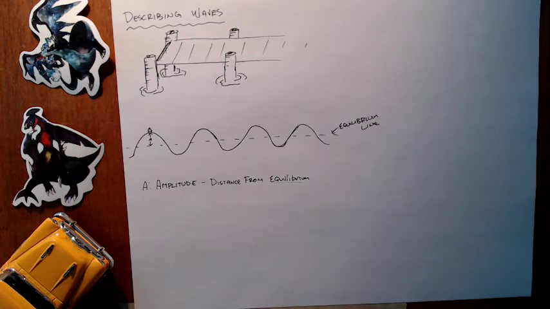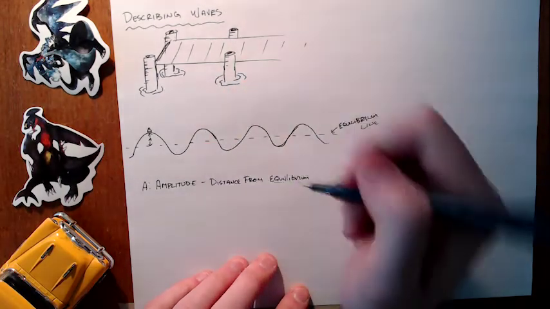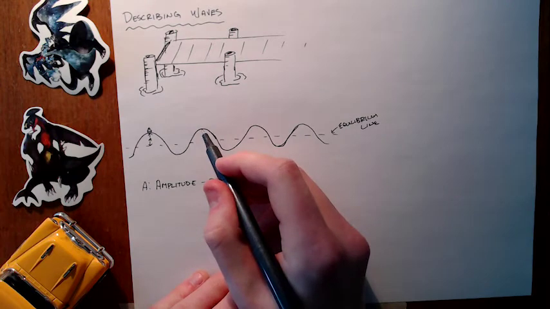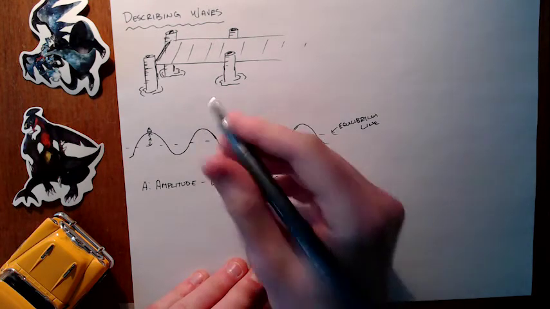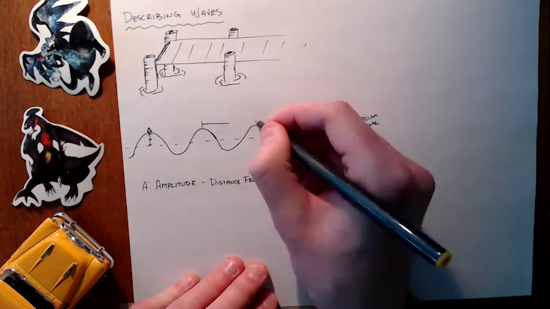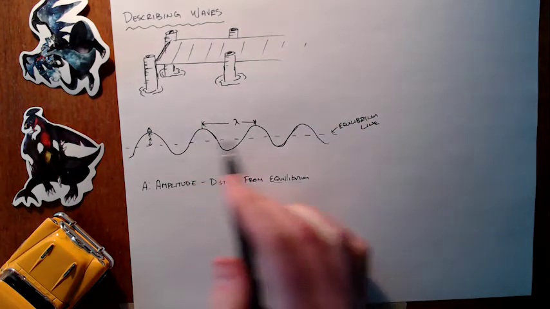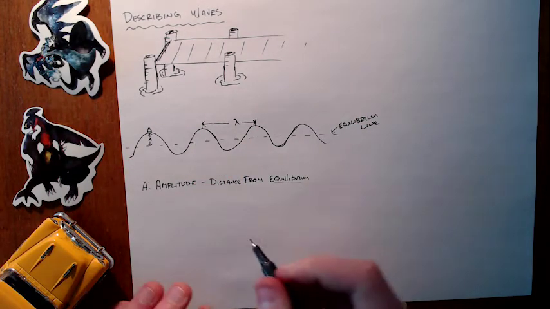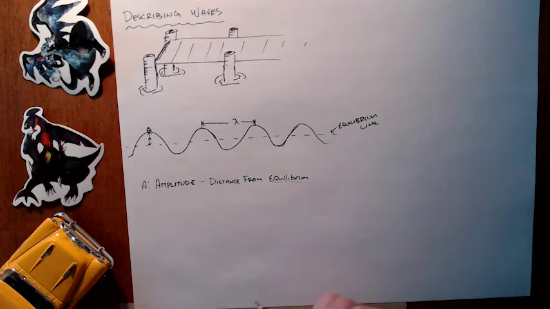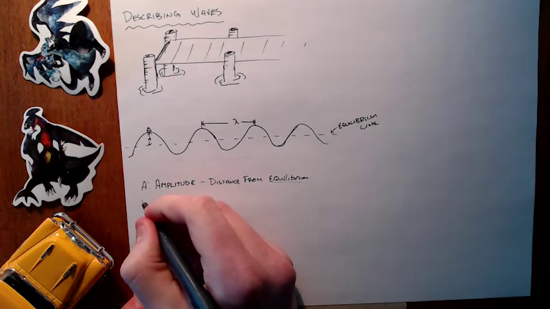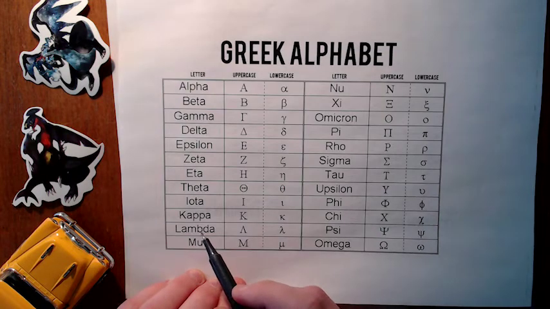What's another thing that we might be able to figure out here? Well, we can also measure the distance from one of these crests to another one of these crests. And that distance is what's called the wavelength. And we represent it with the Greek letter lambda. And it looks like this, lambda.